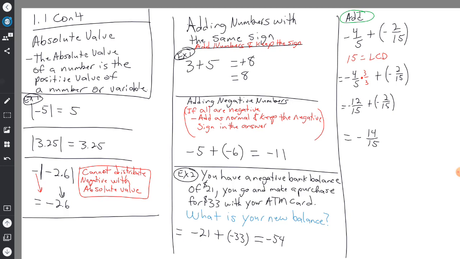We just have to make the first fraction have the denominator of 15 by multiplying both the numerator and denominator by 3. Once we do that, we'll wind up with negative 12 over 15 for that fraction. And now we can add it since they both have the same denominator. So 15 is going to remain our denominator. We add the tops together and then bring out the negative sign. So negative 12 plus negative 2 gives us negative 14. That gives us negative 14 over 15.